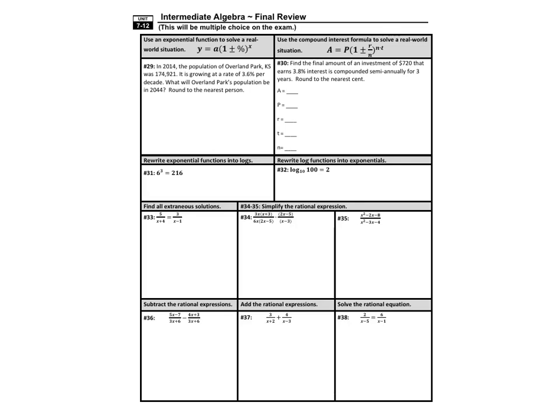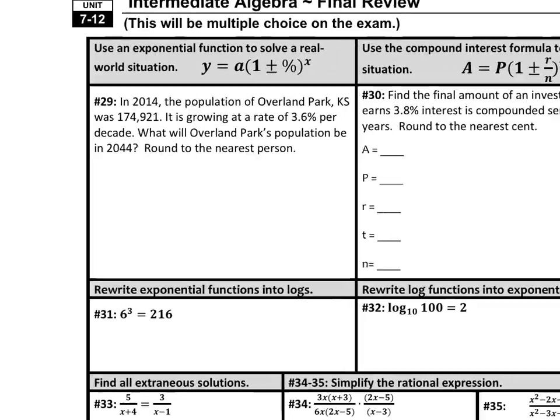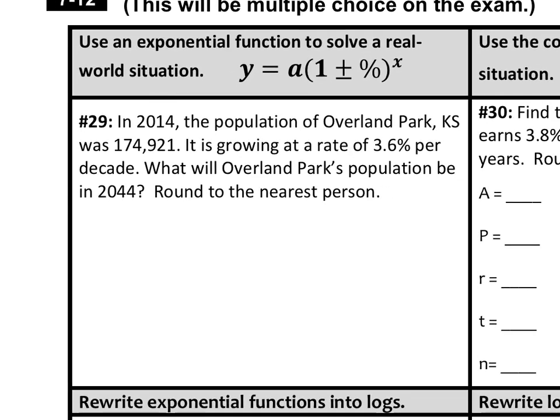Hey guys, we are on page 5 of our final review for intermediate algebra, so we're looking at number 29. We do have some word problems, but they are not as bad as they look, right? I even give you the equation that we are going to be using. The equation is y equals a times 1 plus or minus, depending on if it's growth or decay, some kind of a percent, and then that's going to be to some exponent.